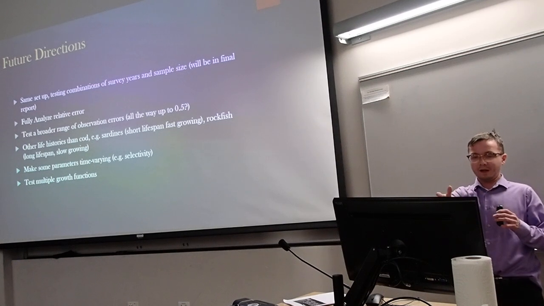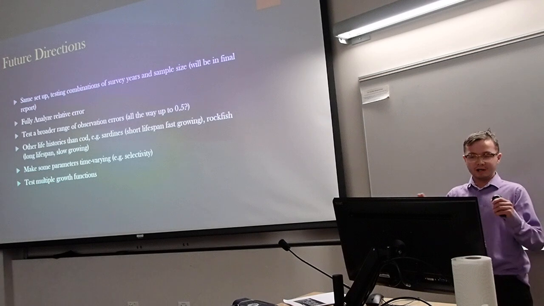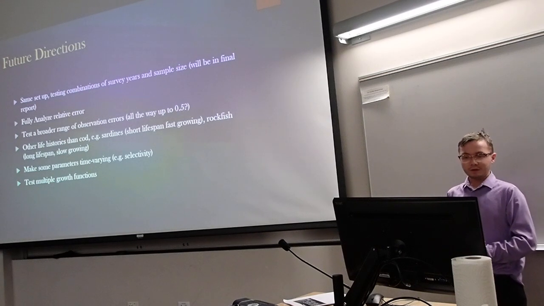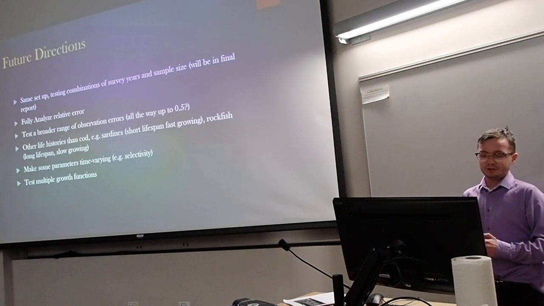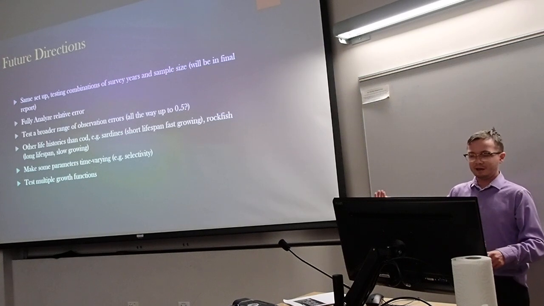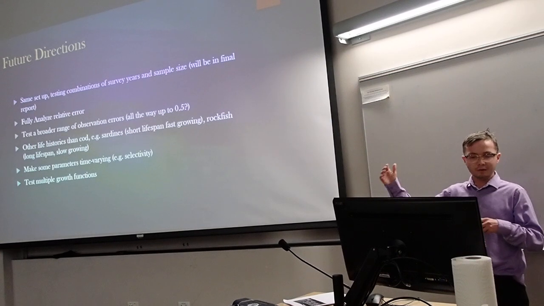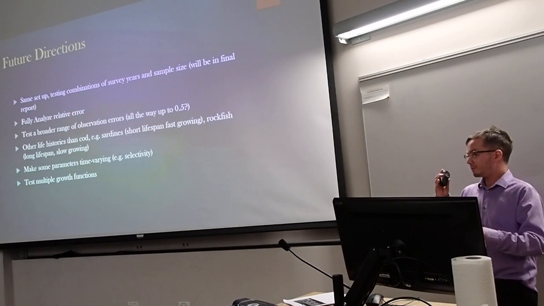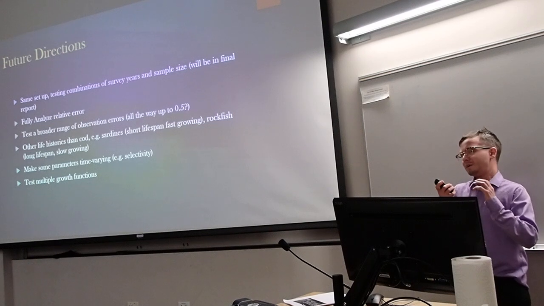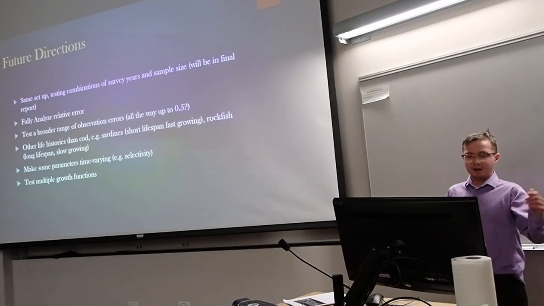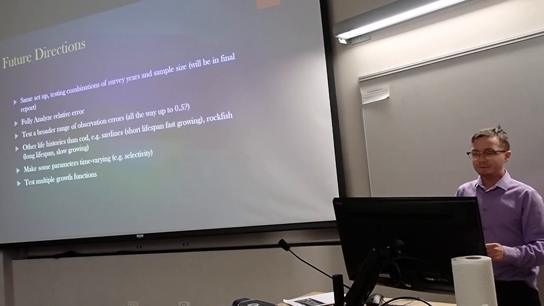In the future, for other people, these last 3 should test a broader range of observation errors, maybe all the way up to 0.5 we talked about. We want to look at some other life histories other than cod, maybe sardines, which have a short lifespan and fast growth, or rockfish, which have a long lifespan and slow growth. We want to maybe make some parameters time varying, because all of ours, like time for selectivity and whatnot, were fixed and stay the same for the whole study. And also we may want to test multiple growth functions.